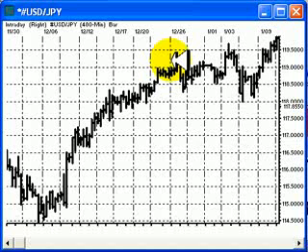If we start off on a 480-minute chart or an 8-hour bar chart, which is probably my favorite time frame for looking at the overall trends of the foreign market exchanges. In this case, we're looking at the US dollar versus the Japanese yen.